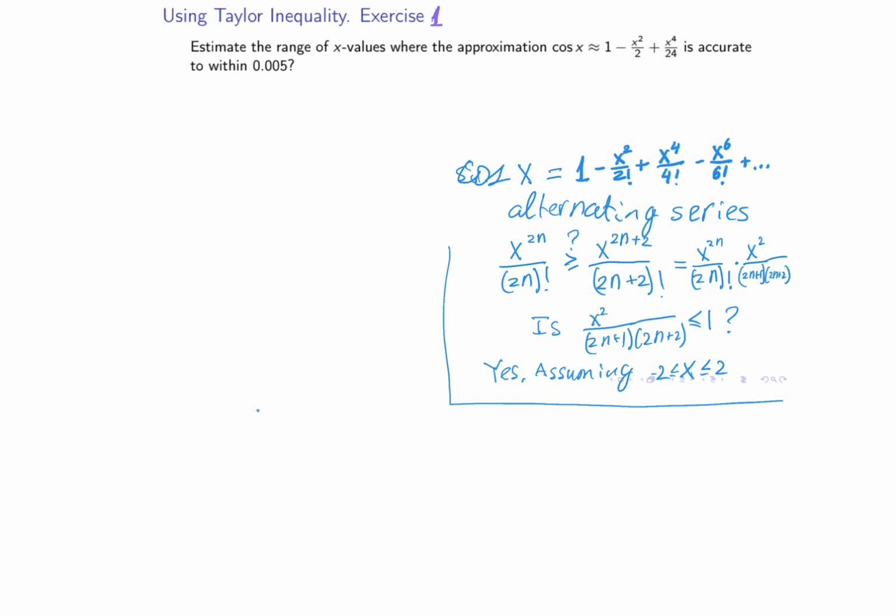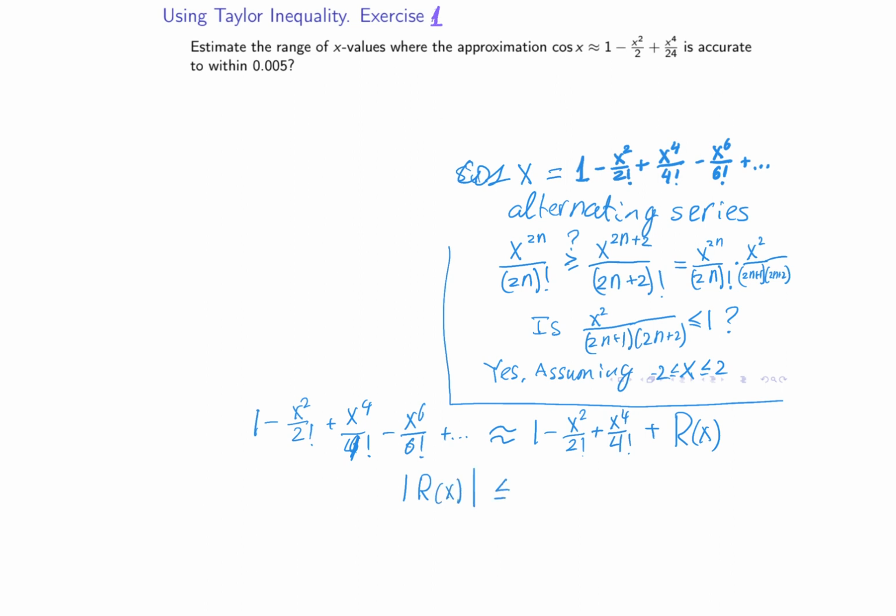So we have 1 minus x squared over 2 factorial plus x to the 4 over 4 factorial minus x to the 6 over 6 factorial plus so on. So we approximated with the sum of the first 3 terms plus the remainder. And that remainder, recall, alternating series, so the size of that remainder is less than or equal to the next term in the series. So less than or equal to the absolute value of x to the 6 over 6 factorial.